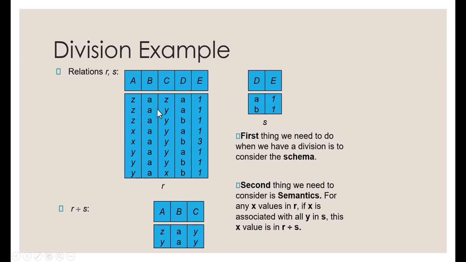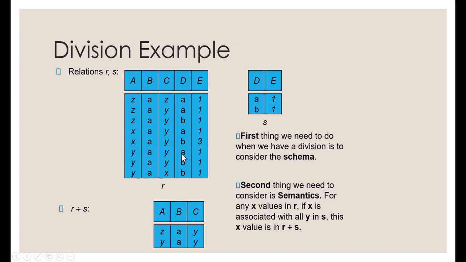The next one we have is ZAY. We have that with A1. Let's see if we can find ZAY with B1. The next one we have is ZAY with B1. So ZAY shows up with A1 and B1, which is from S. So we are able to return ZAY as one of the rows. Let's take a look at the next one. XAY has A1. Do we see XAY with B1? No. We have XAY with B3, so that's not any of these, so we can't use that.